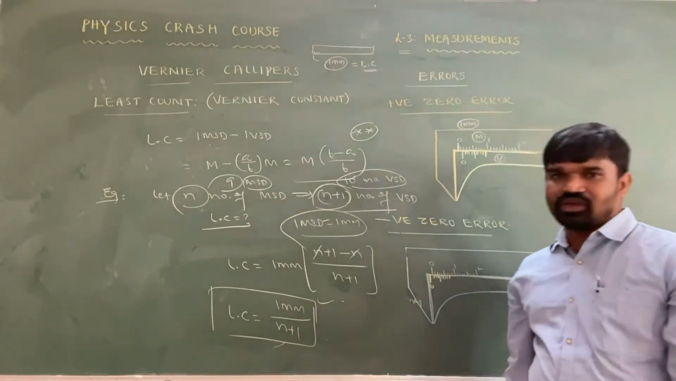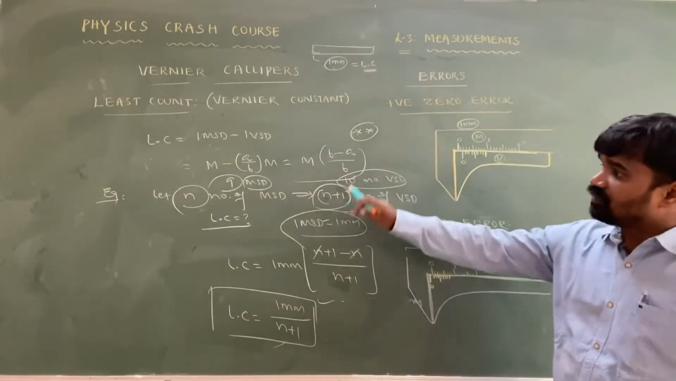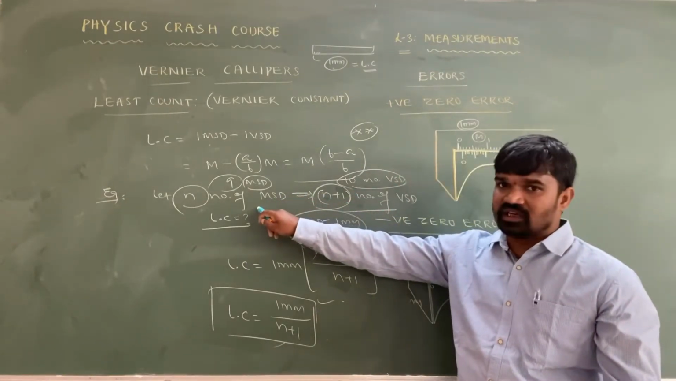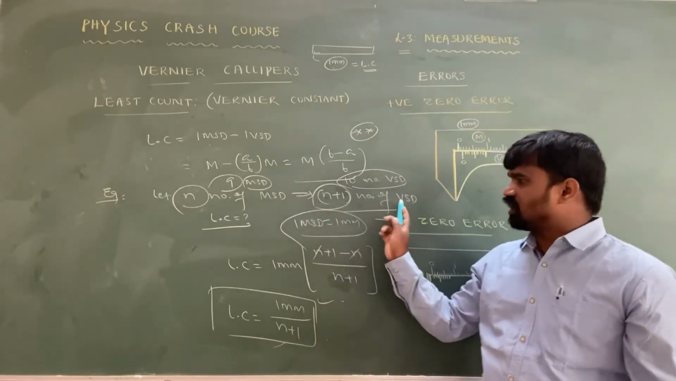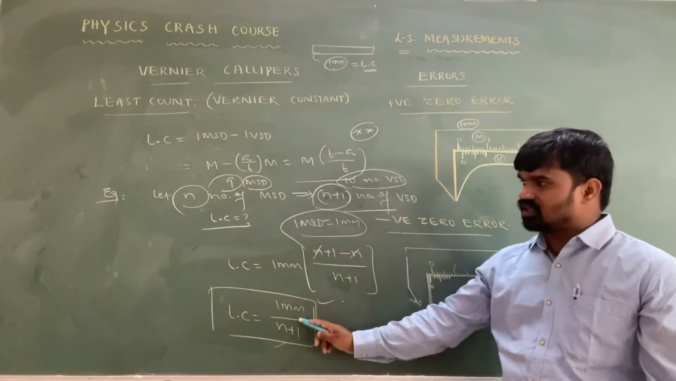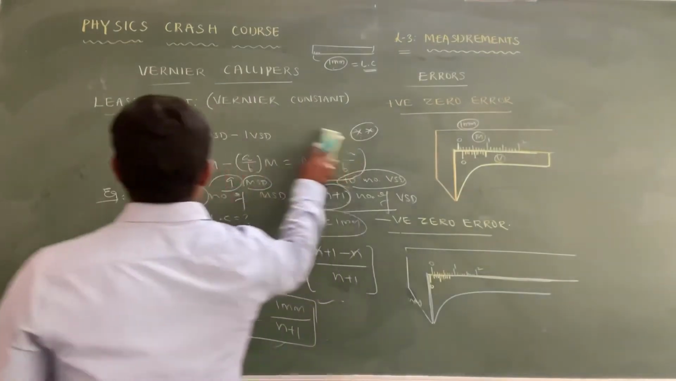1 by 10 is 0.1 millimeter. If they are saying n number of main scale divisions coincides with n plus 1 number of VSDs, then this is the way. There is one more pattern of asking the question also.